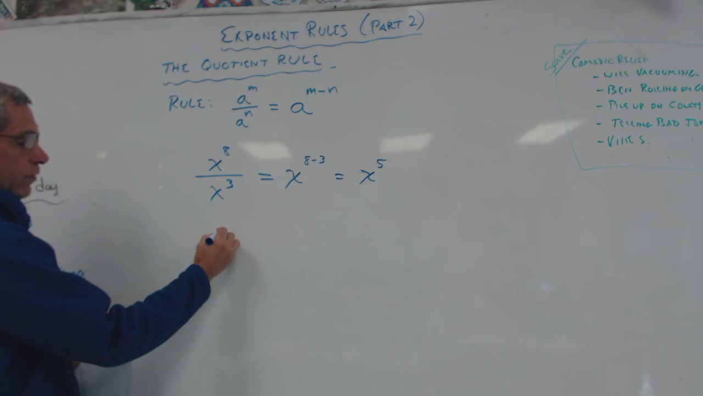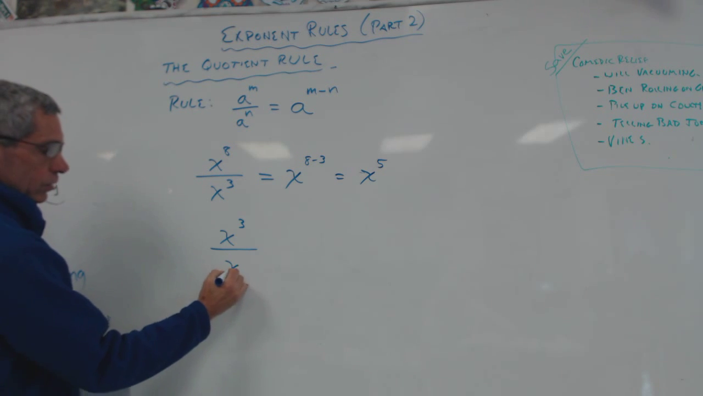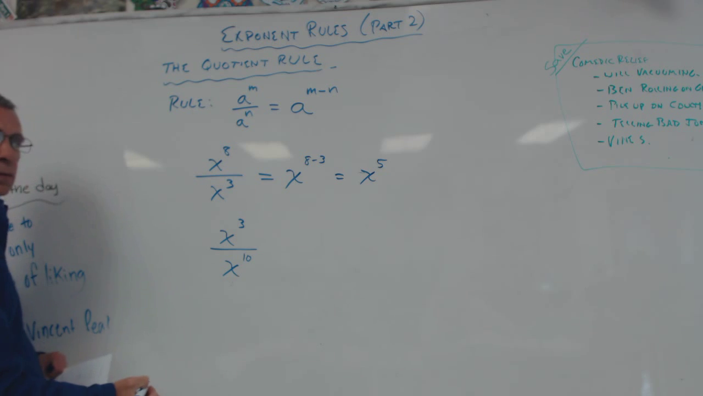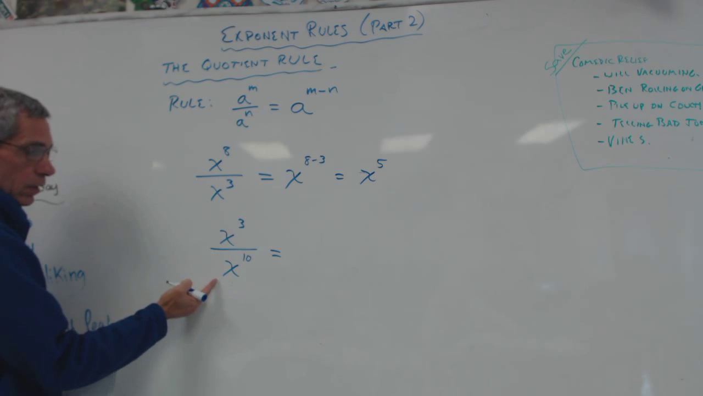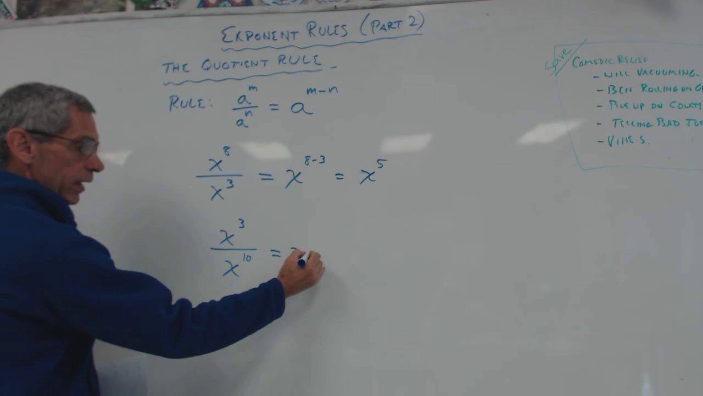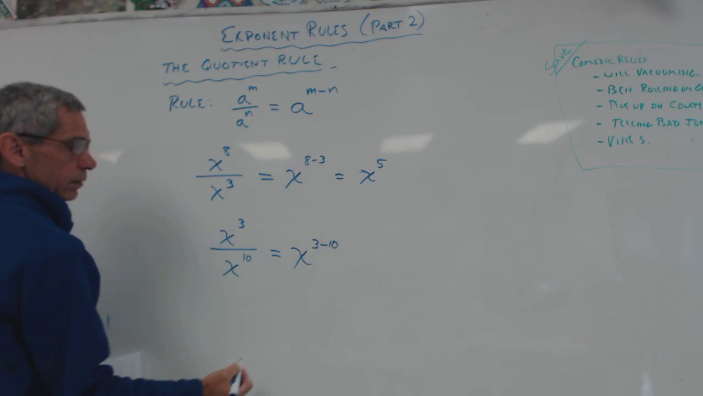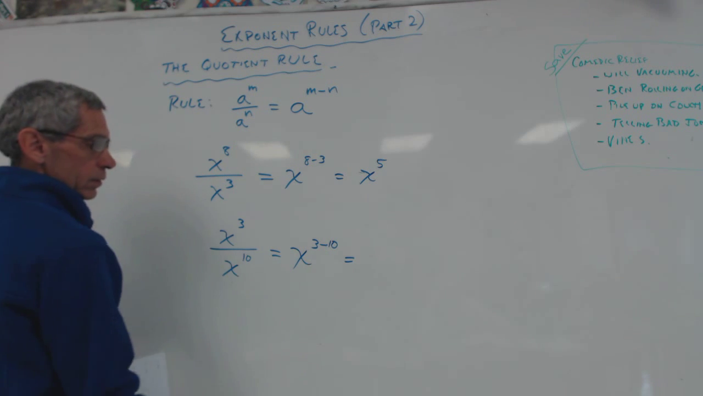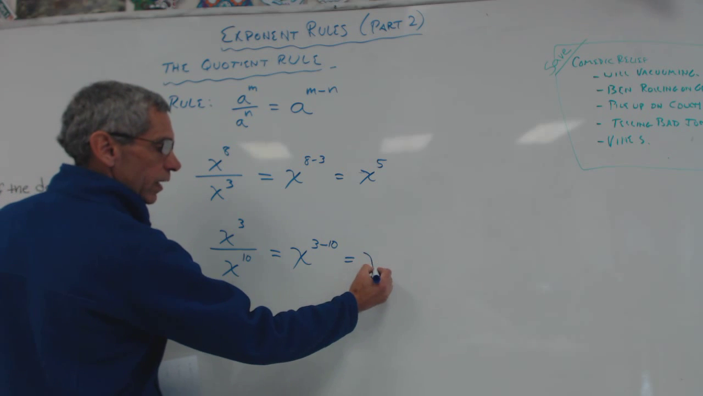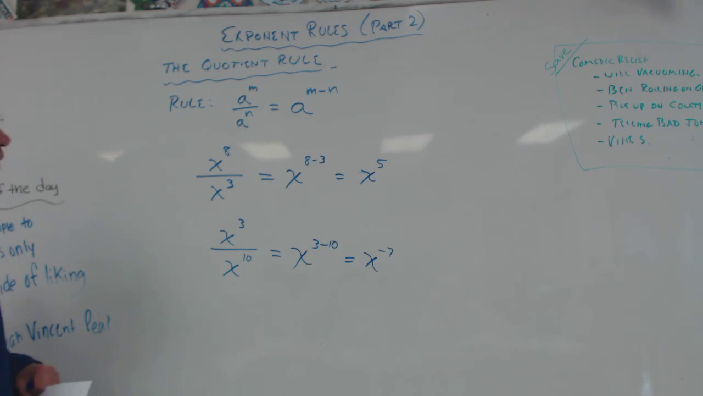How about we have x to the 3rd over x to the 10th? All right. Do I have same bases? I have same bases, so I can write my base. And I can write 3 minus 10, which equals what? Negative 7. X to the negative 7. So it's x to the negative 7. Beautiful.